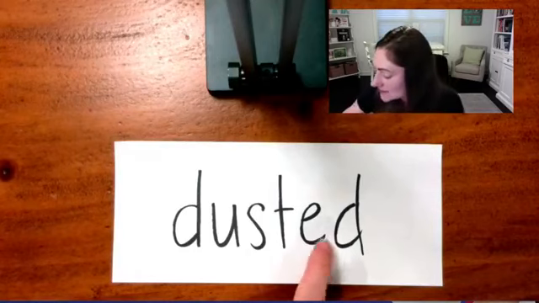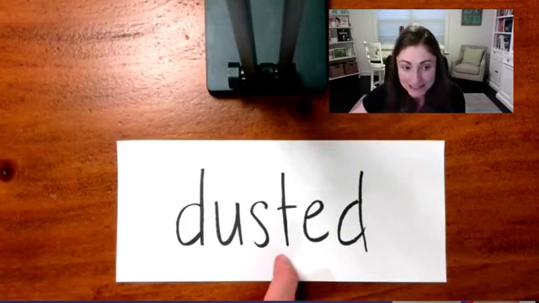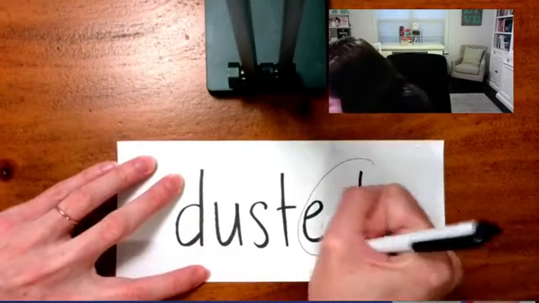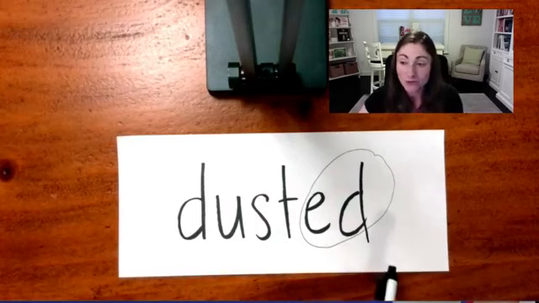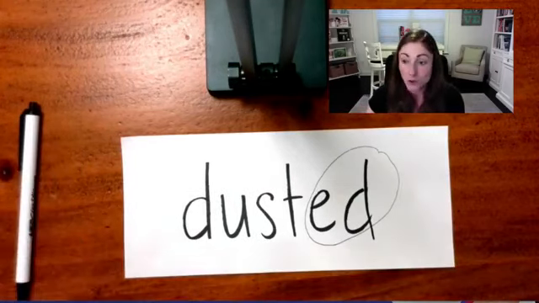But if the kids see ED after the letter T or D, then they can just circle it and treat it as its own syllable. They can just decode. You don't even have to go further than this. Dusted, dusted. Okay? So hopefully that makes sense.